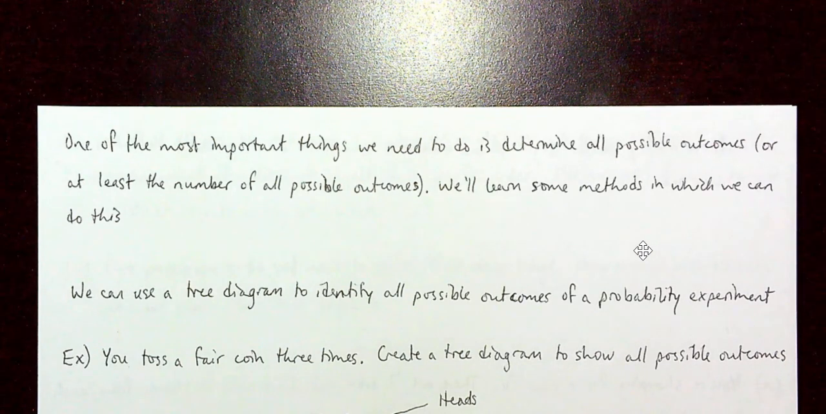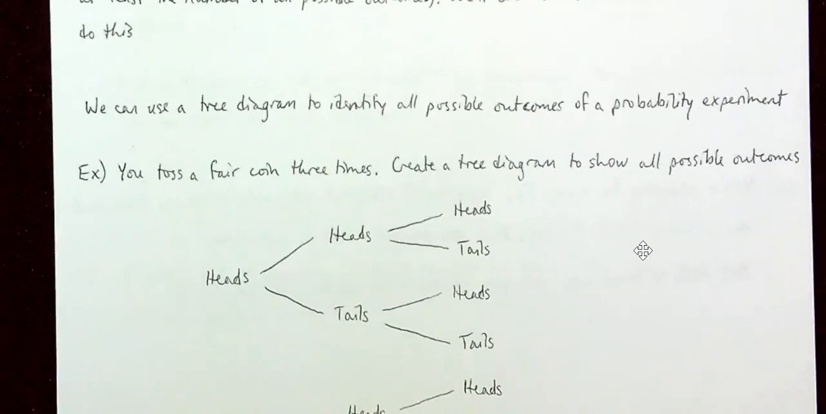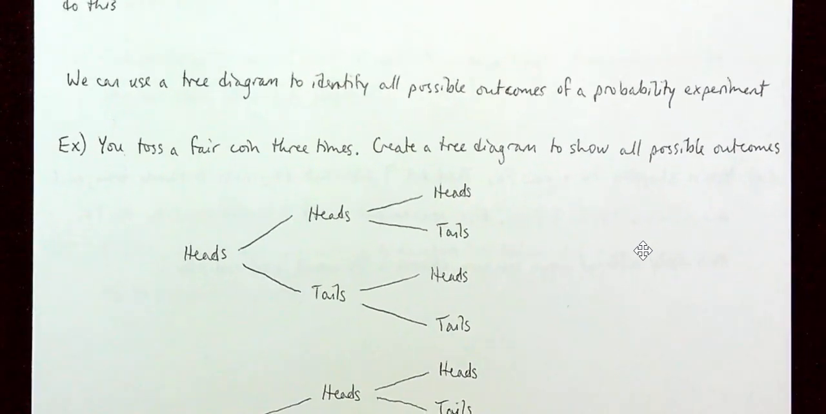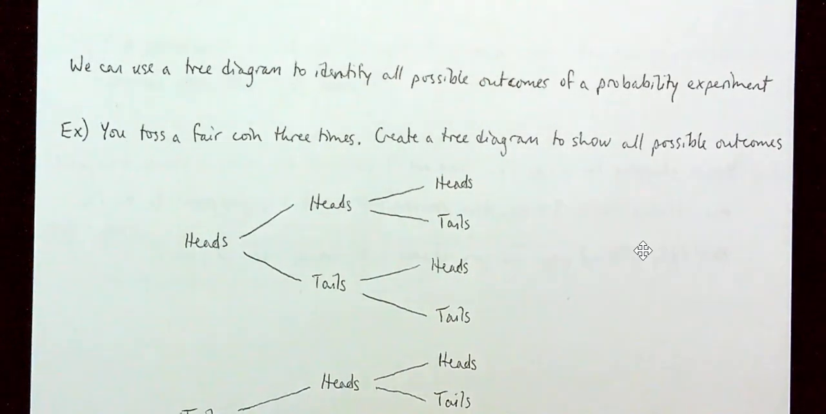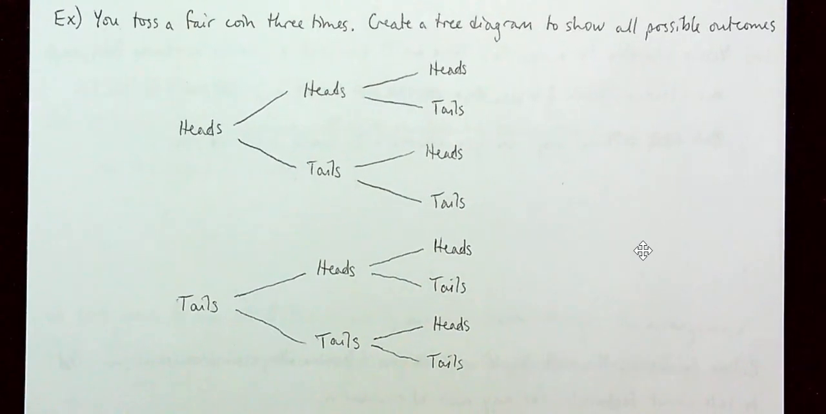If there's not a ton of possible outcomes for your probability experiment, you can actually visualize all the possible outcomes. And one way you can do that is with a tree diagram. So suppose you toss a fair coin 3 times. We've created a tree diagram here to show all the possible outcomes. This is the tree diagram right here.